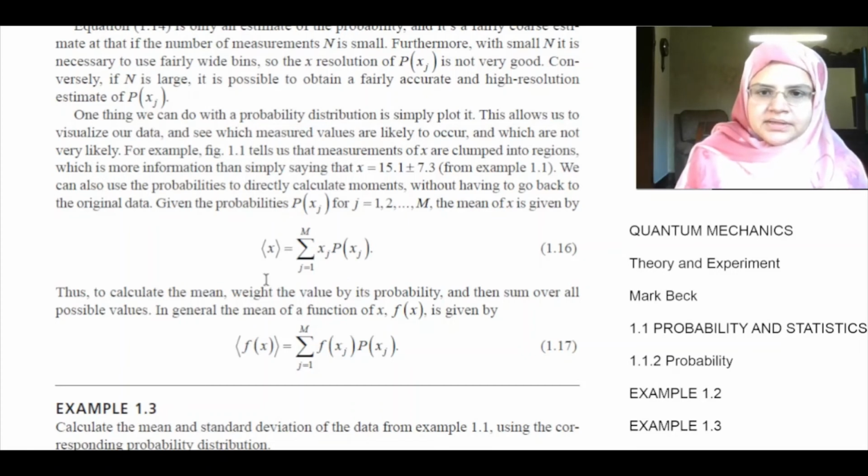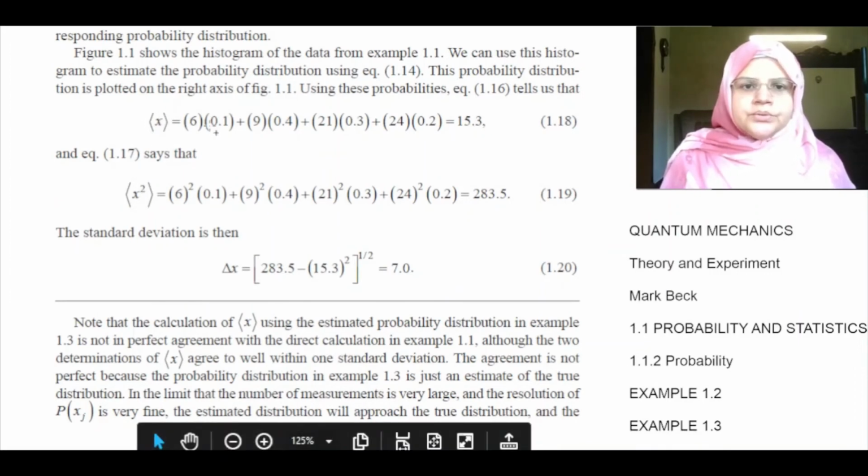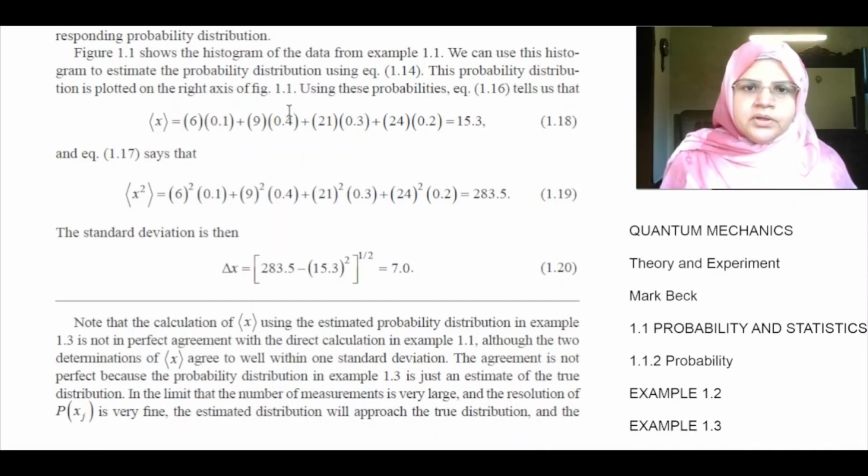Equation 1.16 says that the mean of x is equal to the sum from j equal to 1 to m of xj times Pxj. In our case, the value of m is 7 since we have divided our data into 7 bins in the example that we are considering. So it would be x1 times Px1 plus x2 times Px2, and so on up till x7 times Px7. From the histogram, we can calculate the mean directly. We see that the mean of x is equal to 6 times 0.1 plus 9 times 0.4 plus 21 times 0.3 plus 24 times 0.2, and we get the answer 15.3, which is really close to the mean that we found in example 1.1.